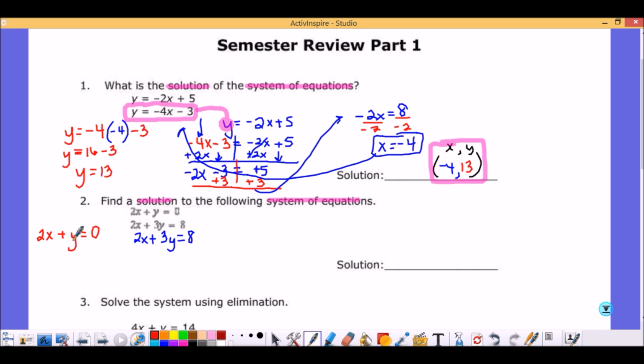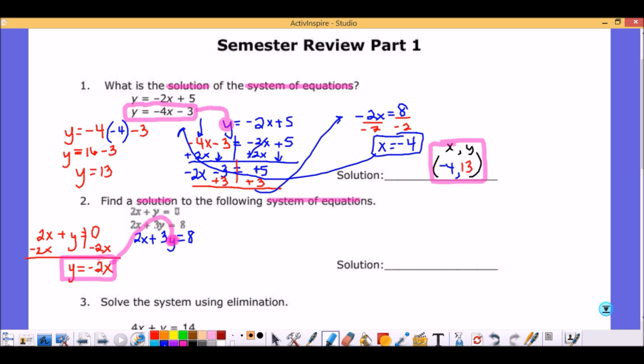And how do I do that? Well, I would subtract 2x from both sides. And when I do that, I get y equals negative 2x. And look, I can now box it up, I can now plug this in like a cord in a socket in my second equation here.